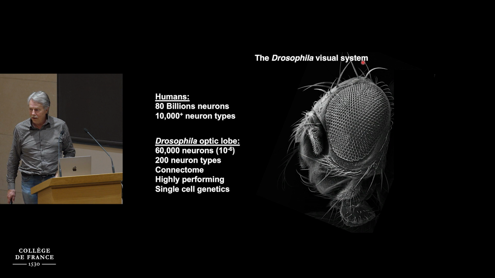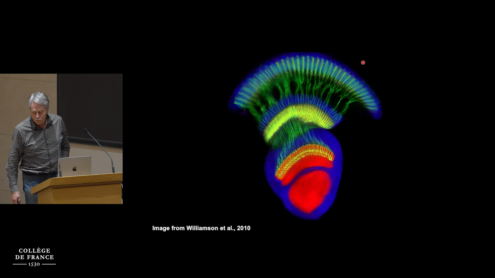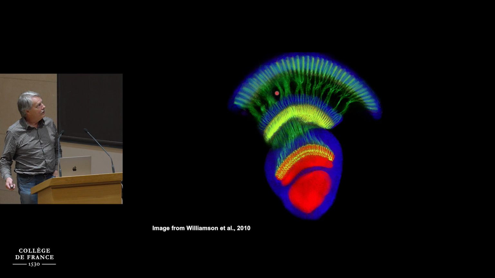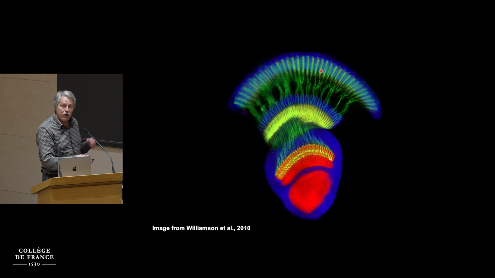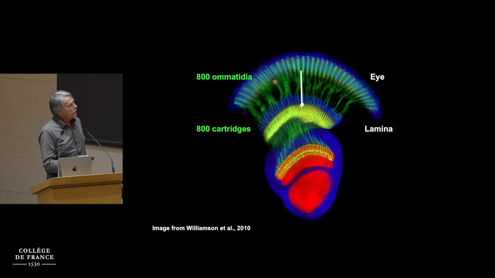So let me give you some introduction in terms of how the system functions. What you have basically is the retina here. The retina has about 800 photoreceptor units, which means the system is very low resolution, about 800 pixels. Those 800 pixels are then processed by 800 columns in many different layers. This is called the lamina, which mostly processes vision.